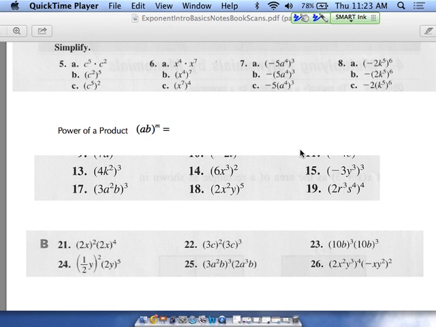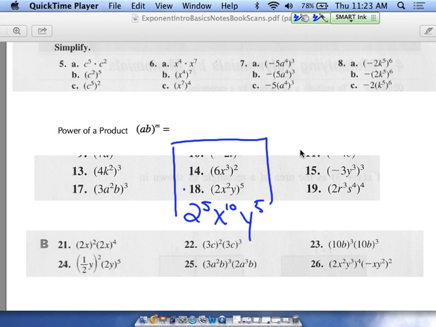And we'll do a problem like number 18. Number 18, I have 2 to the 5th, x to the power of 2 times 5, which is 10, y raised to the 5th. So 2 to the 5th is 32. So always go ahead and expand that number and write the number. Don't leave it as a number raised to a power. So that's 32, x to the 10th, y to the 5th. That would be your answer for that.